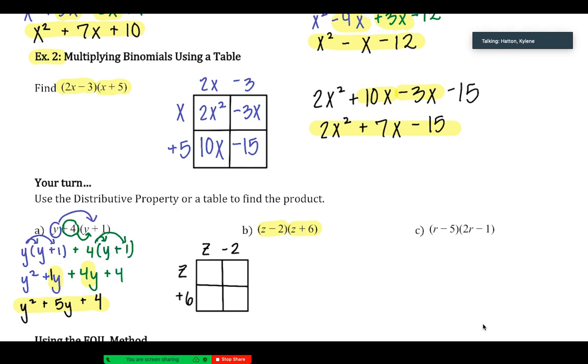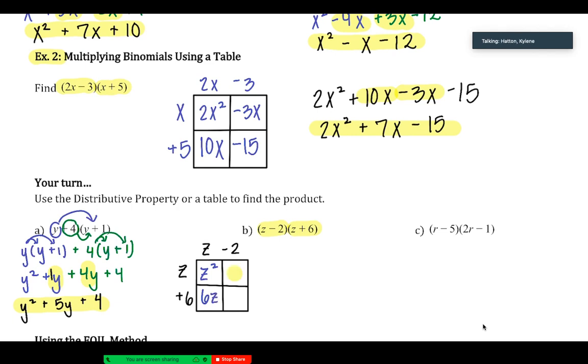So for this upper left, I have to multiply z times z because that's where they overlap. So z times z together is z squared. And then the bottom left, I'm going to multiply 6 times z. So 6 times z is 6z.